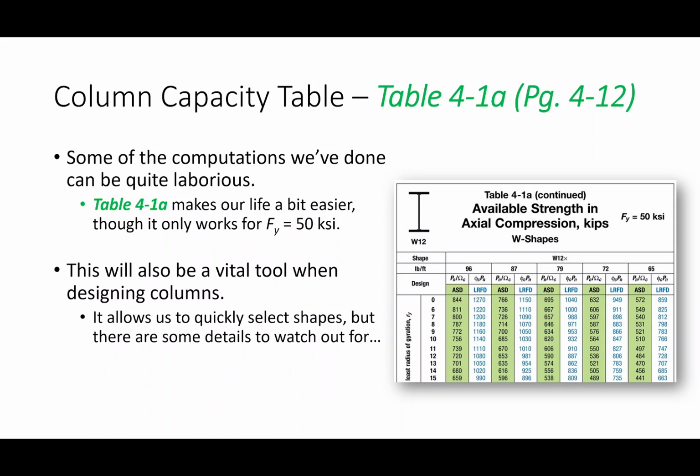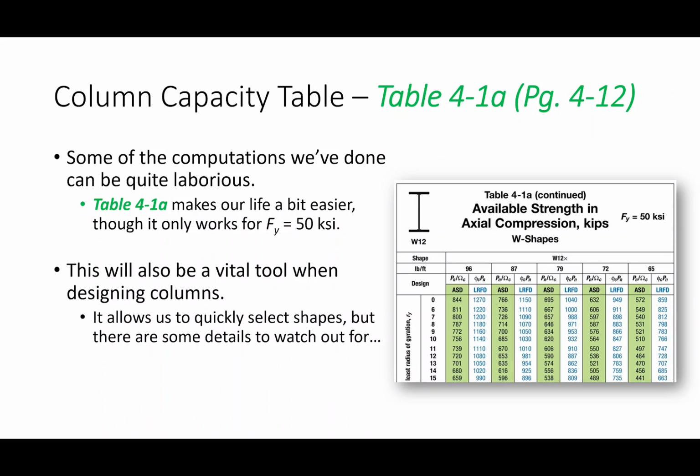By the way, when you look at table 4.1a, you're only going to find W14s, W12s, W10s, W8s. That's it. What about W24s? What about W33s? Why aren't we using those for columns? Well, W14s, W12s, W10s, W8s are the more square sections. What I mean by square is this dimension and this dimension are pretty close.